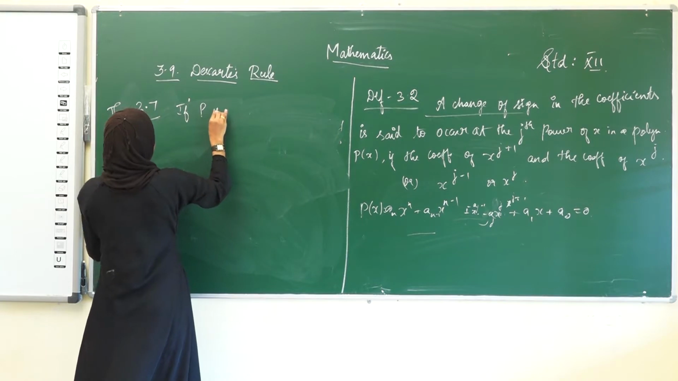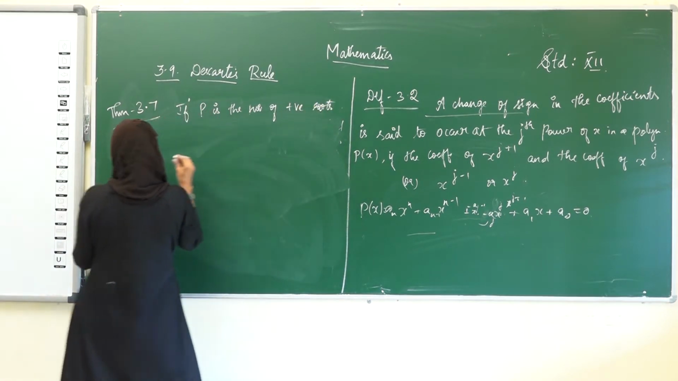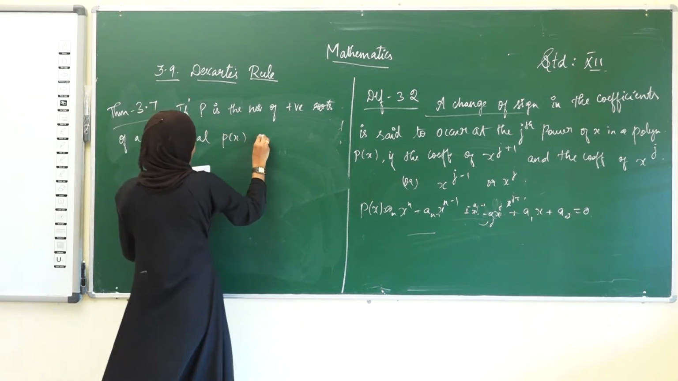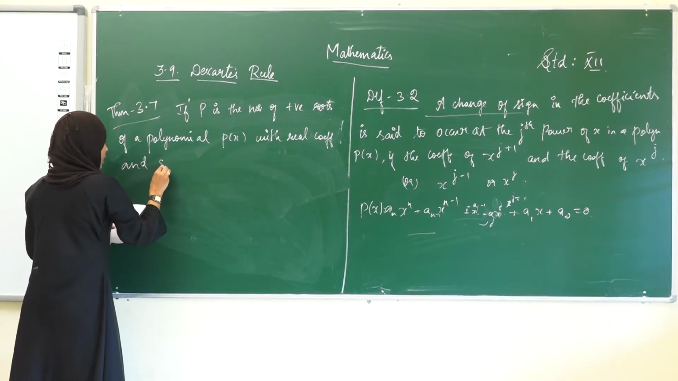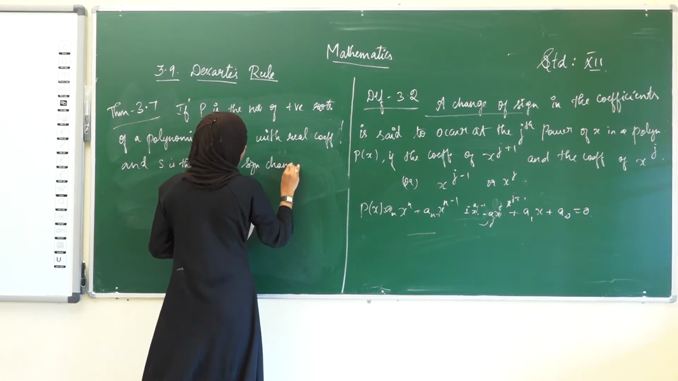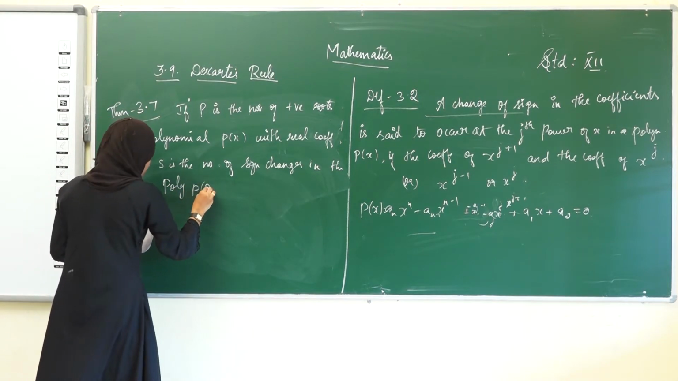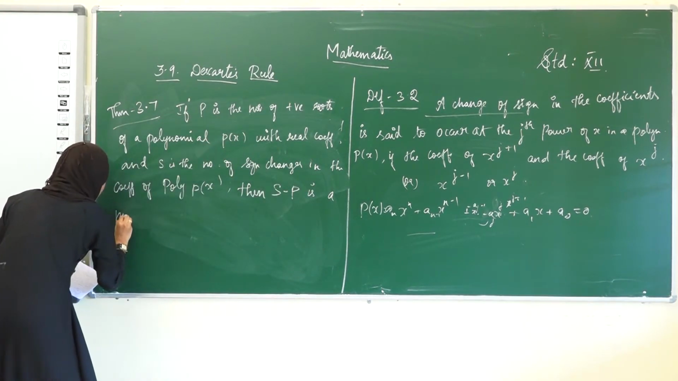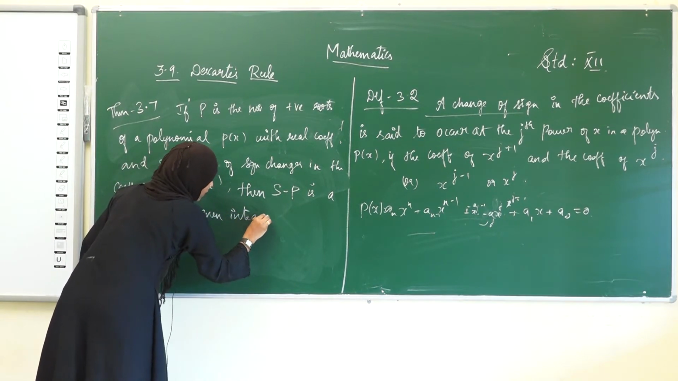If p is the number of positive roots of a polynomial p of x with real coefficients, and s is the number of sign changes in the coefficients of the polynomial p of x, then the important thing is s minus p is a non-negative even integer. Okay, see here what they have given.